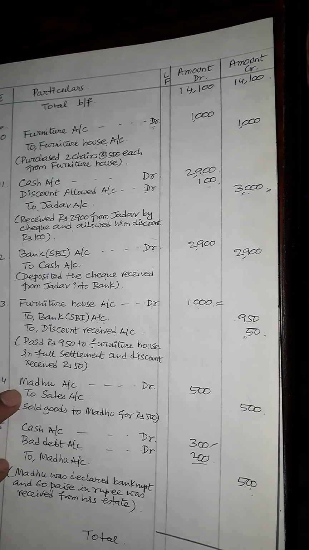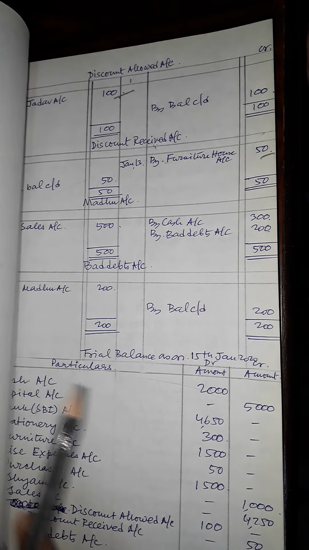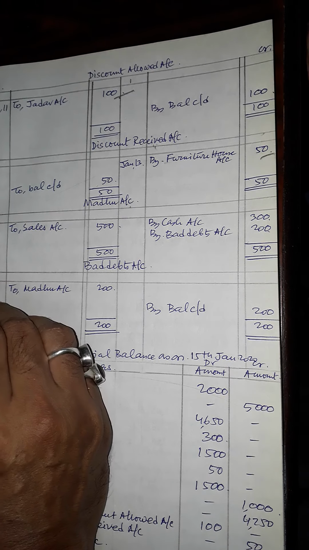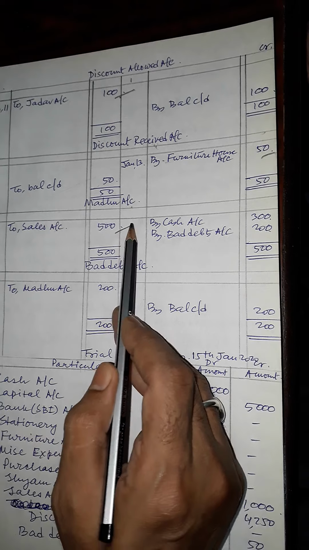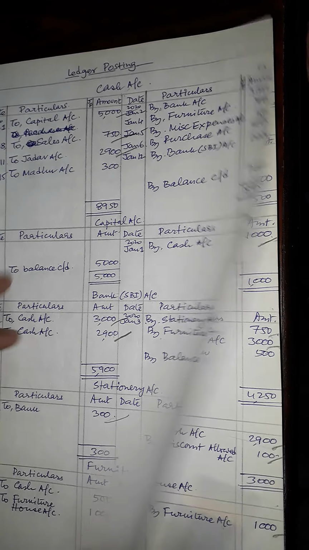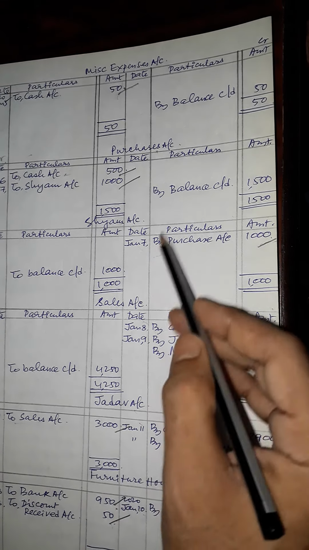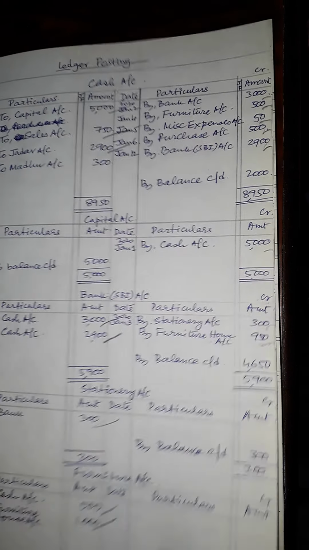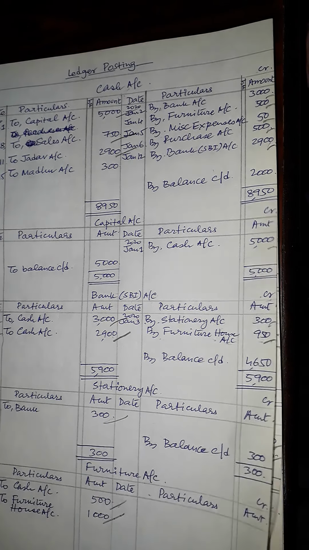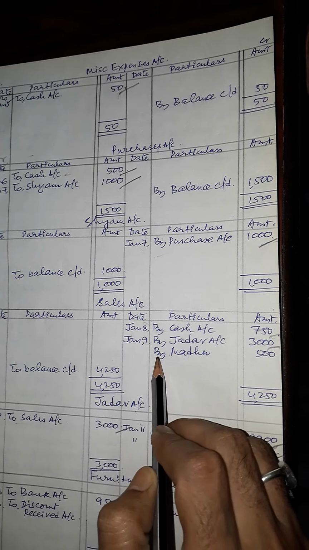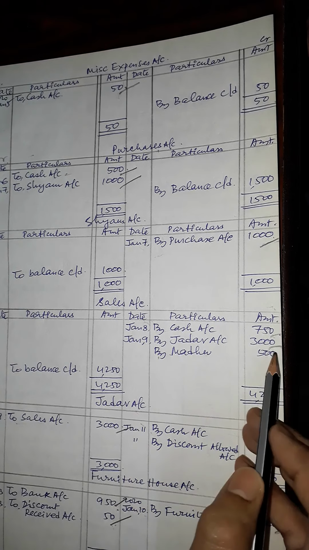Next is Madhu account debit to sales 500. Madhu account debit to sales account 500. And in sales account, sales account is credited by Madhu 500.